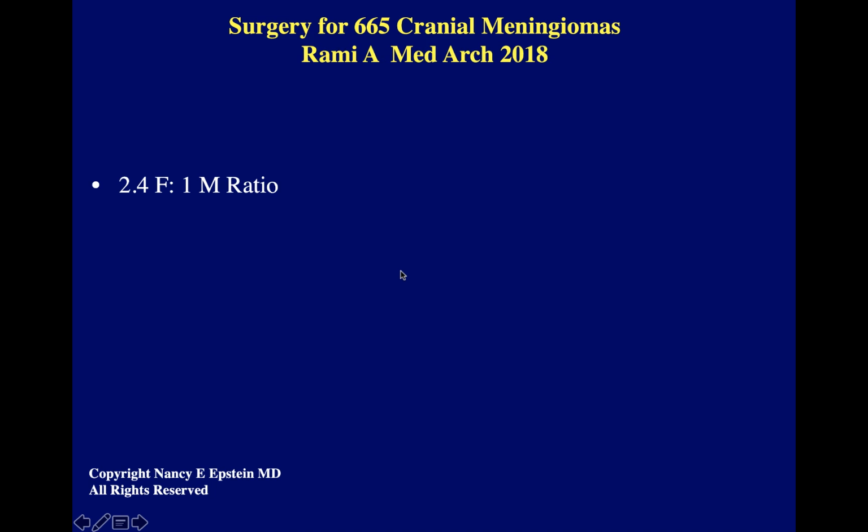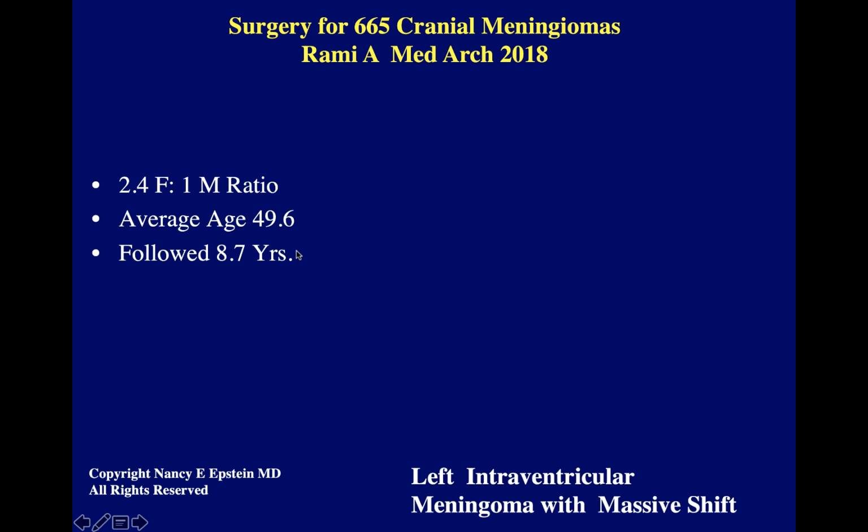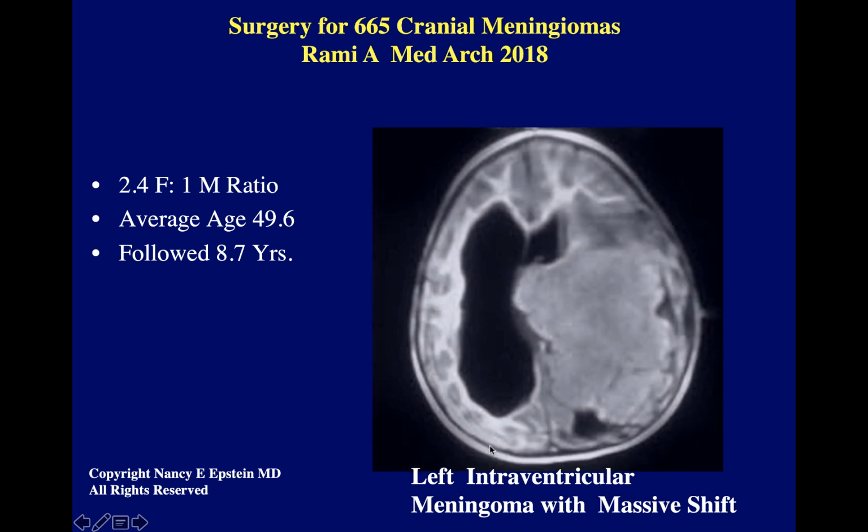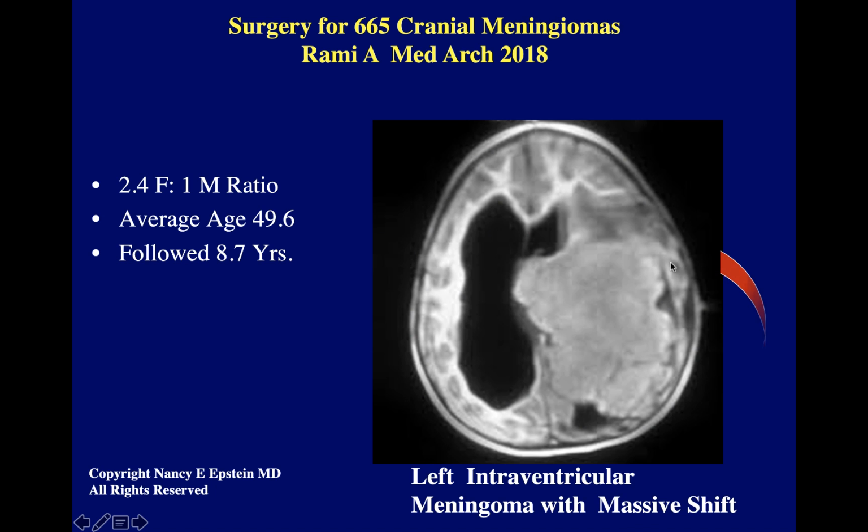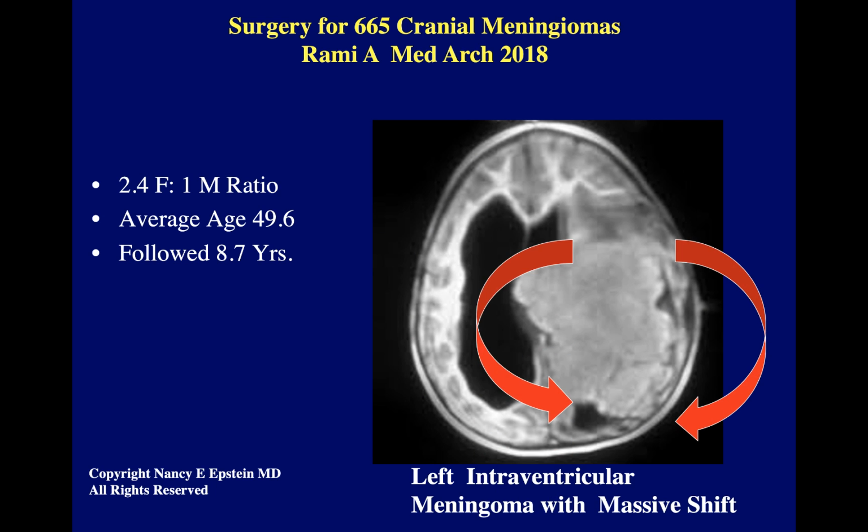Surgery for 665 cranial meningiomas in Ramey's series from Medical Archives 2018. Again, female predominance here was 2.4 females to 1 male, pretty much within the range that we've been seeing. The average age here was slightly younger at 49.6 years, and they were followed 8.7 years in duration. Here's an example of a left interventricular meningioma, massive tumor seen here with the red arrow, and the green arrow is showing you the massive shift, and it's blocking the outflow of the ventricular system.